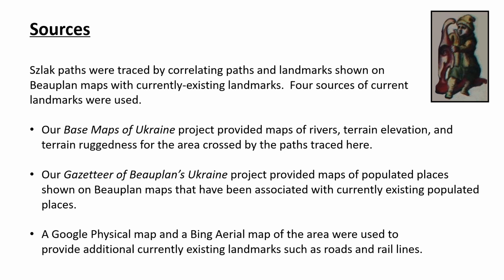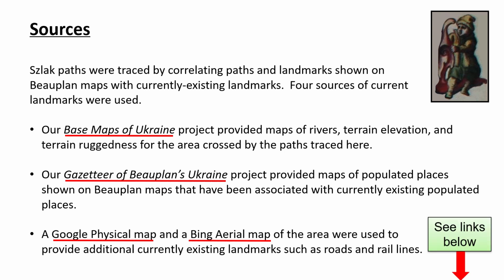In order to trace the routes, landmarks on Beauplan's maps were associated with equivalent modern-day landmarks. 4 sources were used to make these associations. Our base maps of Ukraine project provided rivers, terrain elevation, and terrain ruggedness information. Our gazetteer of Beauplan's Ukraine project associates modern places with places shown on Beauplan's maps. A Google physical map and a Bing aerial map provided additional landmarks. See the links below for more information on these and related sources used for this project.